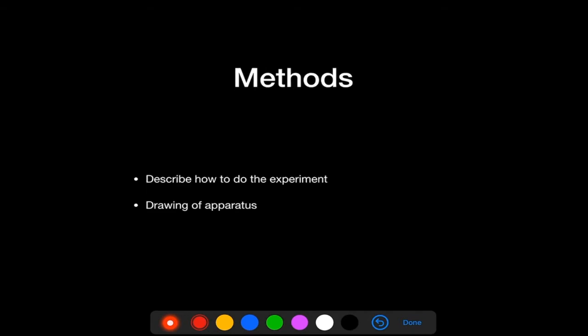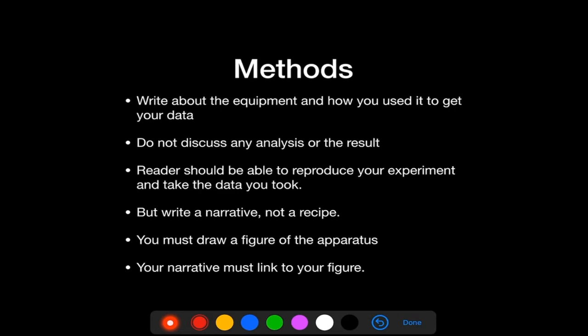Okay. So basically in the methods section, you're going to describe how to do the experiment, and you'll have a drawing of your apparatus in there. Some sort of figure. It doesn't have to be a drawing, but some sort of figure, as I'll illustrate here. Okay? So what you're doing mostly in the methods here is you're writing about the equipment and how you used it to get your data. You do not discuss any of your results or analysis in this section here. It is true that the reader should be able to reproduce your experiment and take the exact data you took from what you write. Okay? So you should tell me how I can do your experiment.